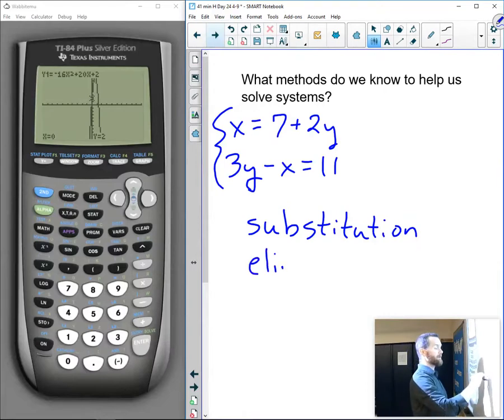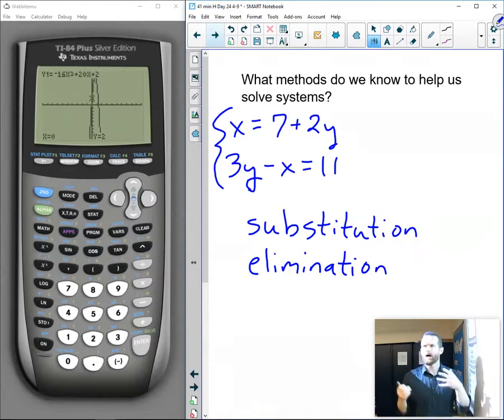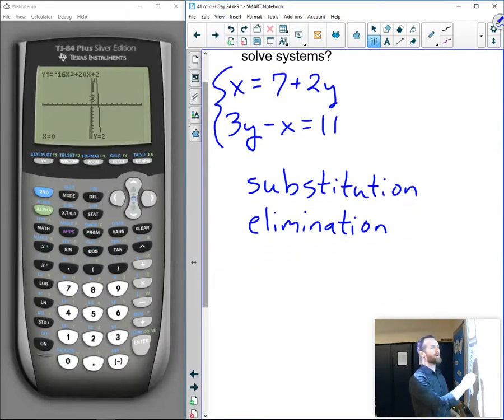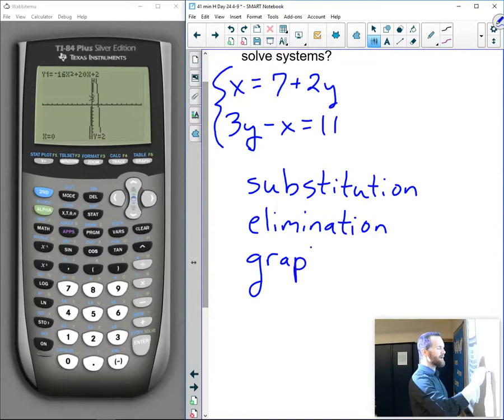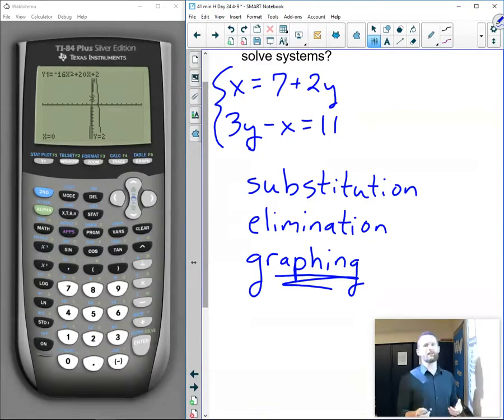There's the elimination method, where we try to find two opposite coefficients in the x's or the y's, and then they'll cancel each other out. But there's a third method that we didn't talk about too much because it's not really the most efficient method most of the time, and that's graphing. Like I said, most of the time graphing is not the best way to do it, but if we have a graphing calculator, all of a sudden graphing becomes a much more attractive option.